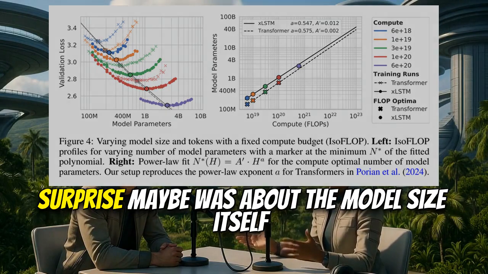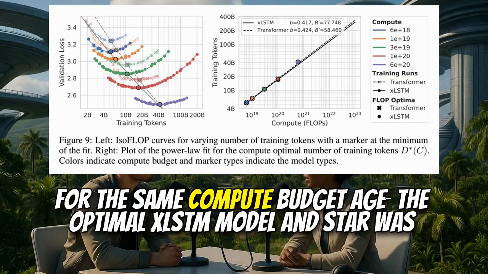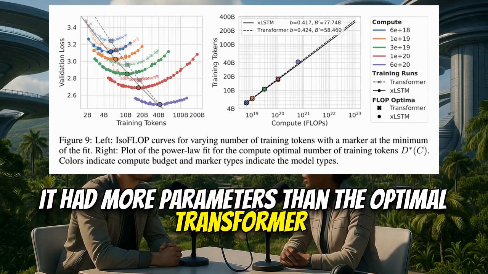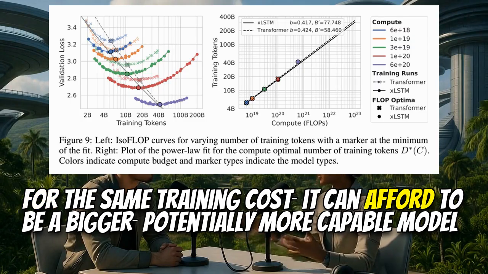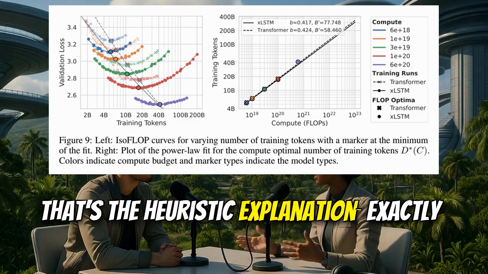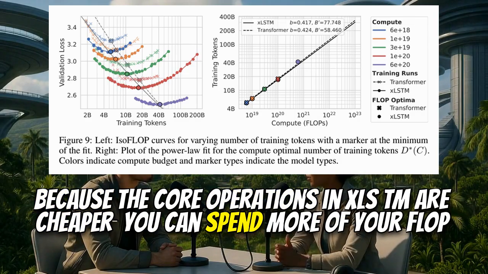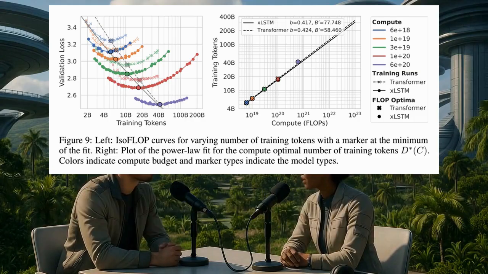Yeah, and the first surprise maybe was about the model size itself. A bit counterintuitive at first. For the same compute budget C, the optimal xLSTM model, N star, was consistently larger. It had more parameters than the optimal transformer. Which sort of explains why it performs better, right? For the same training cost, it can afford to be a bigger, potentially more capable model. That's the heuristic explanation, exactly. Because the core operations in xLSTM are cheaper, you can spend more of your FLOP budget on parameters, making the model deeper or wider rather than just on the sequence mixing part.